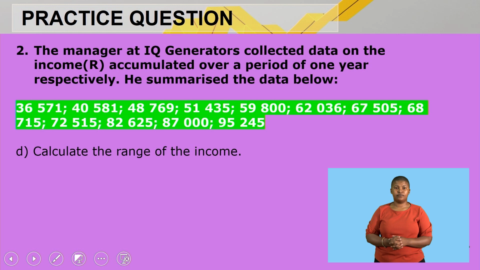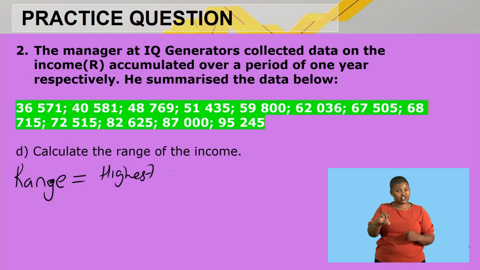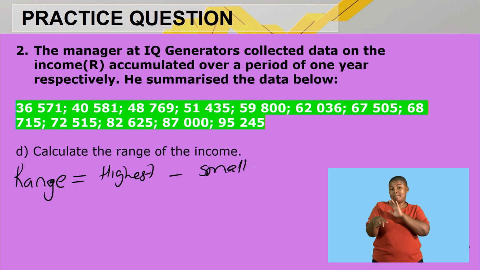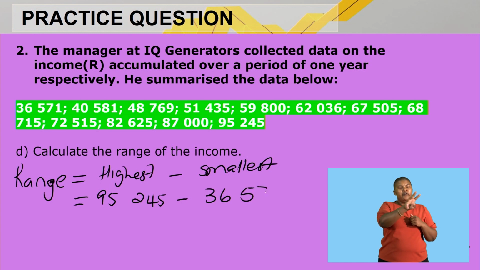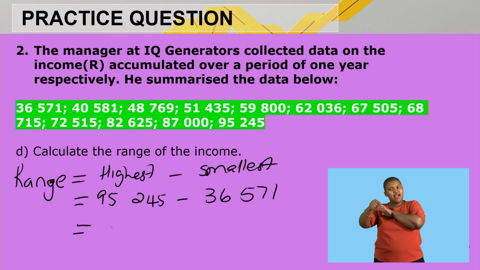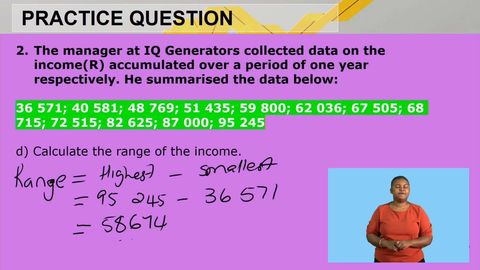Calculate the range of the income. So remember the range, we are at number D now. Range is equal to your highest value minus your smallest value from the data set. So the highest value is 95,245 minus 3,571. This gives you a range of 91,674. So this is the range.